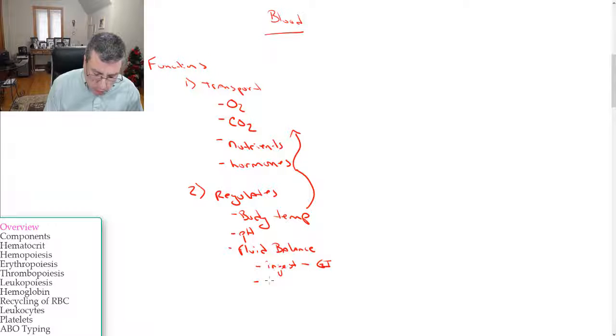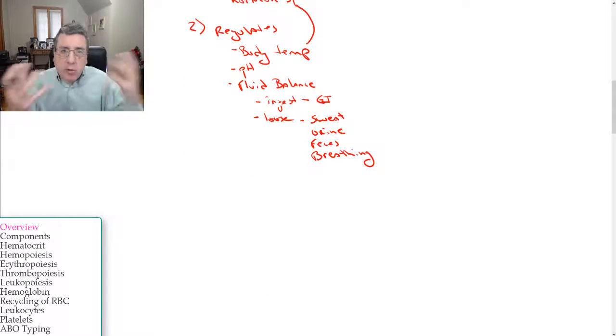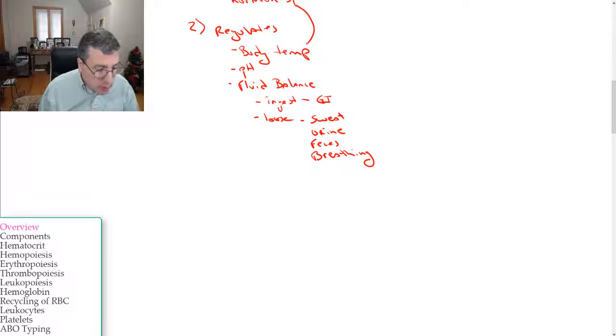And then you lose it by sweat. You lose fluid by urine and feces. You lose it also by breathing, because there's moisture there as well. Let's see what else.